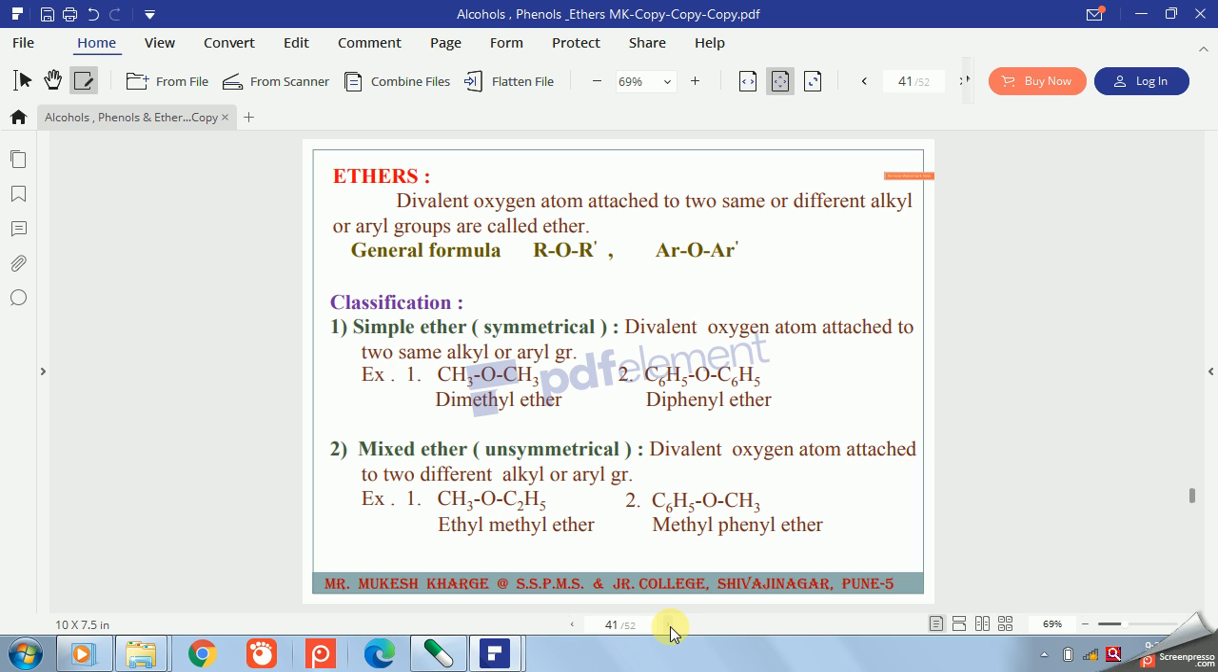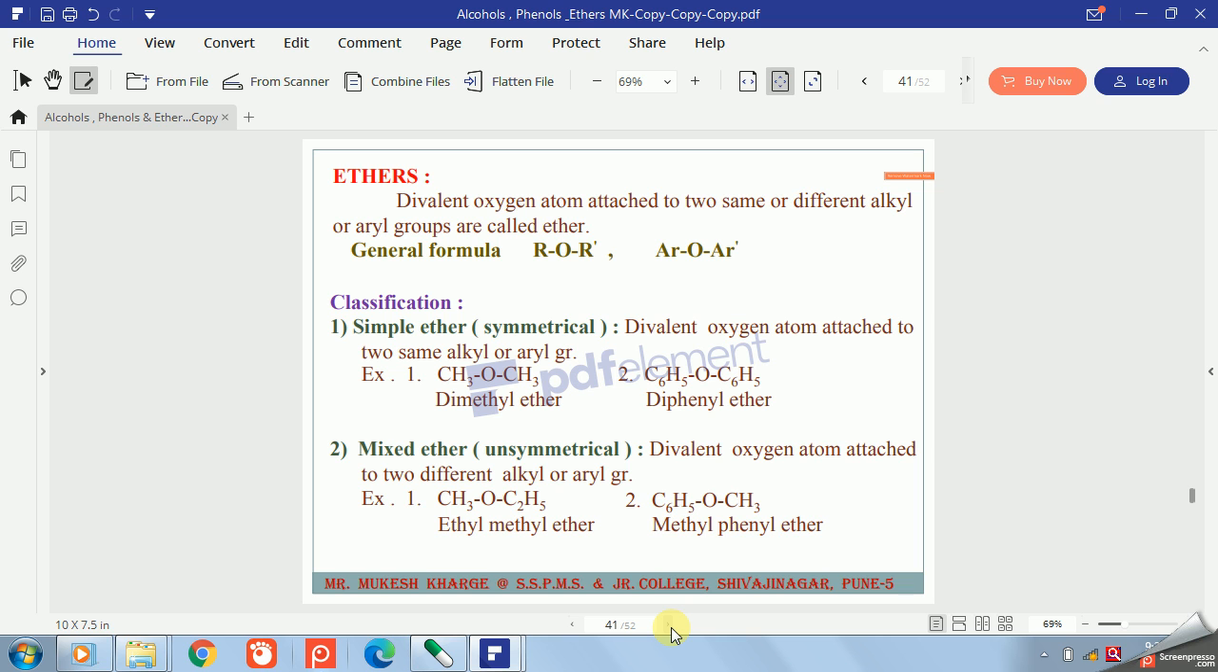So, ethers are the derivative of hydrocarbons in which a hydrogen atom is replaced by an alkoxy (OR) or an aryloxy (OAr) group. So, this ether may also be considered as compounds formed by substituting the hydrogen atom of hydroxyl group of an alcohol (ROH) or a phenol (ArOH) by an alkyl or aryl group.